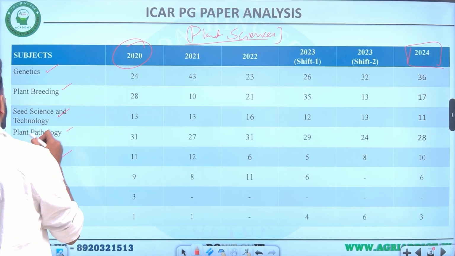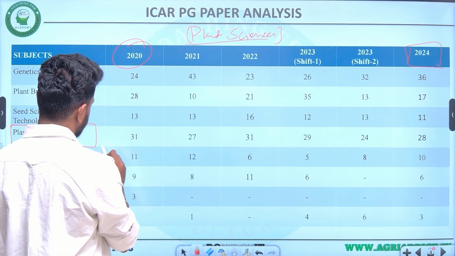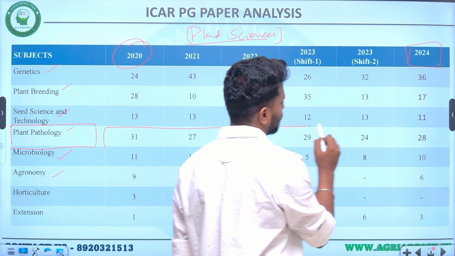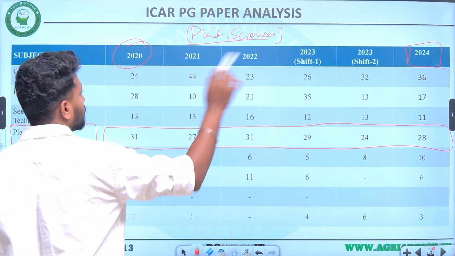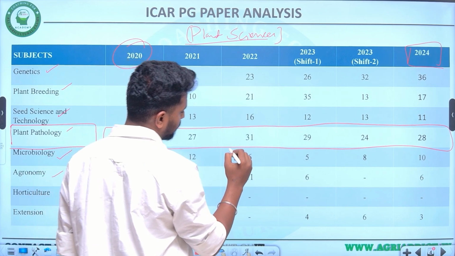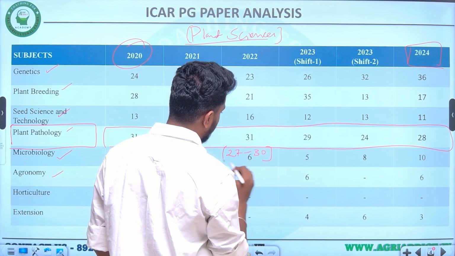Now we'll concentrate on plant pathology. If you just average the number of questions asked in the previous years, starting from 2020 to 2024, you can see that on average at least 27 to 30 have been asked.